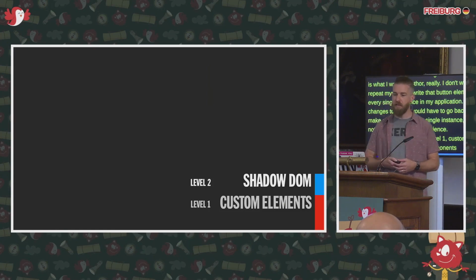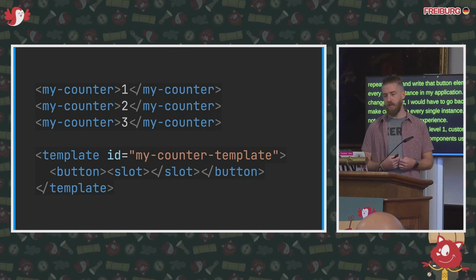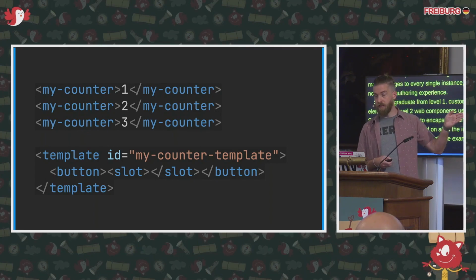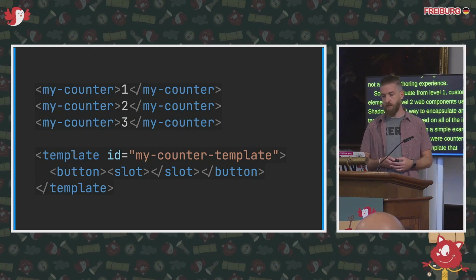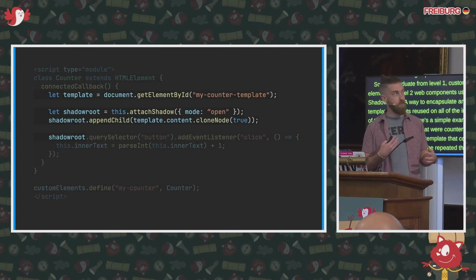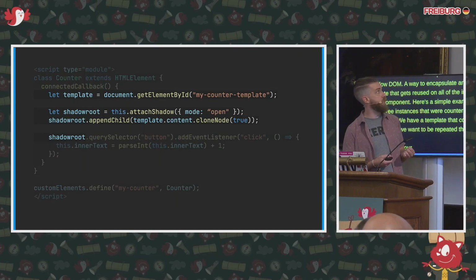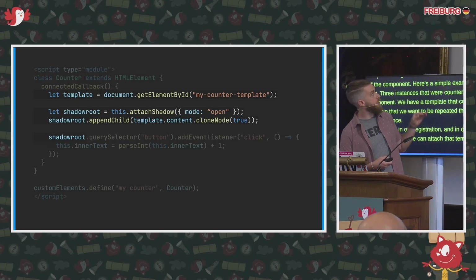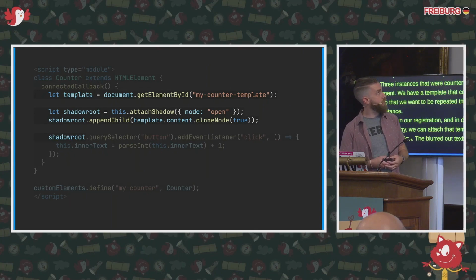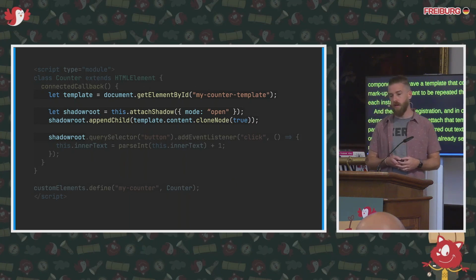Now, Shadow DOM is a way to encapsulate and reuse a template that gets reused on all the instances of the component. So here's just a simple example of that. We have 3 instances of our counter component. We have a template that contains the markup that we want to be repeated throughout each instance. And then in our custom element registry, we can attach that template as part of the shadow root. So the grayed out text here is stuff that we've already seen, and the new code is highlighted here. So we just clone the template and attach the content.